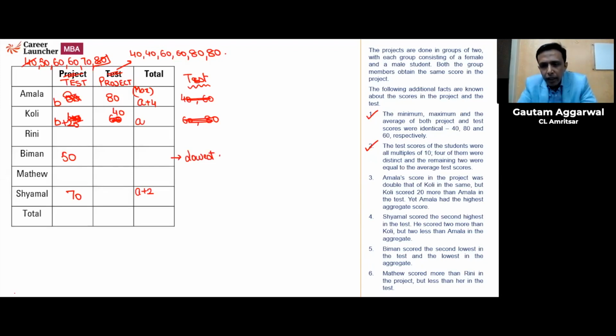Matthew scored more than Rini in project. Matthew has to score more than Rini in project. So in project Matthew has to be more than Rini, but less than her in test. So here Rini's score is more than Matthew's. Now in project we understand I had to go into combinations of 2. Logically, if I look at the allocation that I have left, now I have to make groups of two.